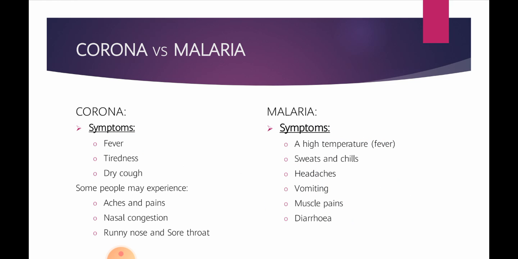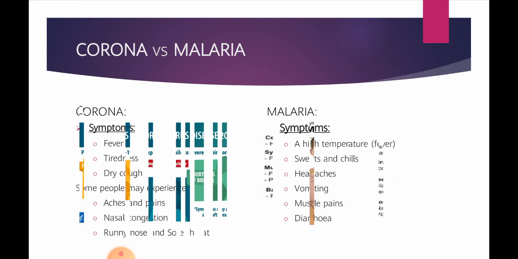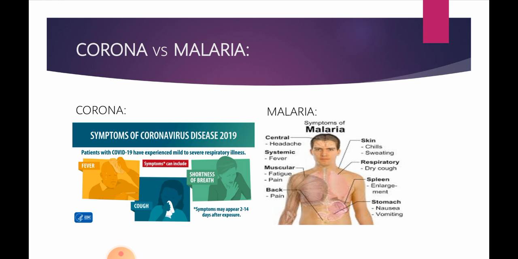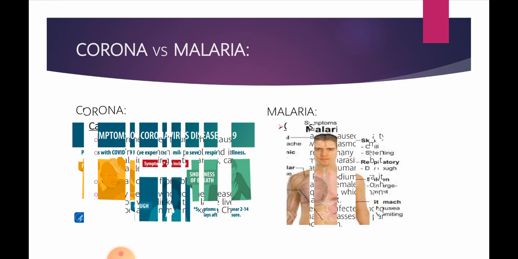Symptoms of corona: fever, tiredness, dry cough. Some people may also experience aches, pains, nasal congestion, runny nose, and sore throat. Now we see the symptoms of malaria: a high temperature, meaning fever, sweats and chills, headaches, vomiting, muscle pains, and diarrhea. Symptoms of corona and malaria are shown in a diagram. Patients with COVID-19 have experienced mild to severe respiratory illness. Symptoms can include fever, cough, shortness of breath. Symptoms of malaria: headache, systemic fever, muscular fatigue and pain, back pain, skin chills and sweating, respiratory dry cough, spleen enlargement, stomach nausea and vomiting.